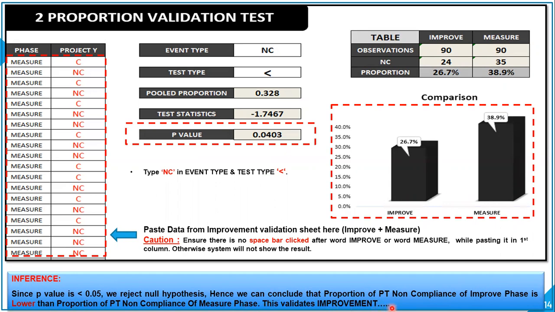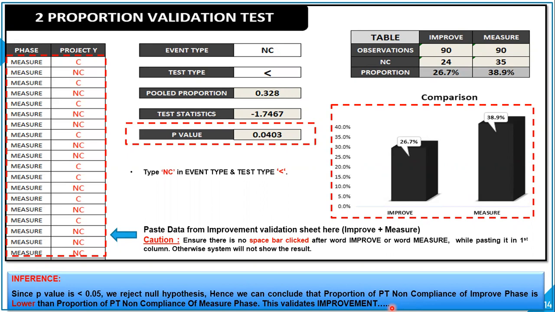So what was our null hypothesis? That proportion of PT non-compliance of major phase is equal or same to that of improved phase, rather vice versa. Proportion of non-compliance of improved phase is same as that of proportion of non-compliance of major phase. So in other words, we said that there is no improvement. We don't have an improvement because number of non-compliance are same.